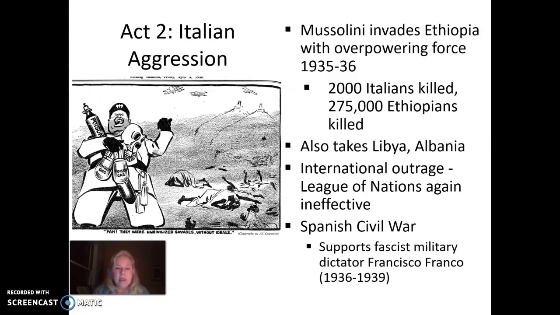Meanwhile, in Spain, there is a fascist military dictator named Francisco Franco, and both Hitler and Mussolini support Franco in the civil war in Spain. So this is the end of part 1. Thank you. And look for the reading by Iris Chang on the Rape of Nanjing and answer the questions that come with it. Thank you.